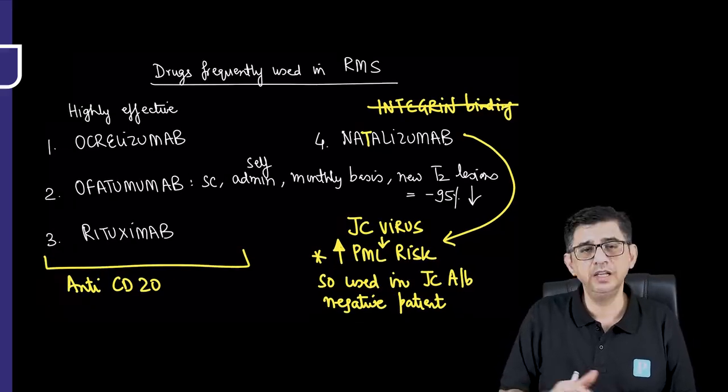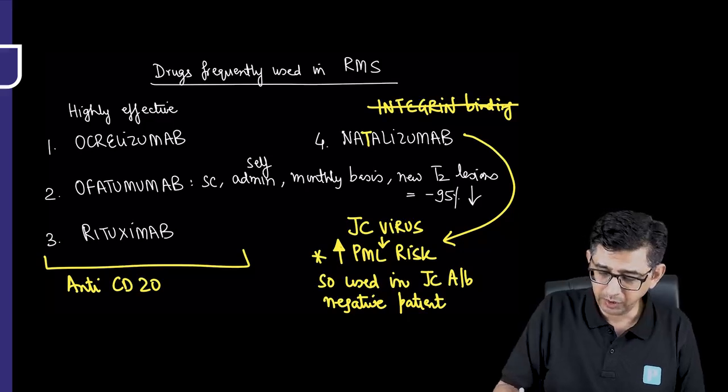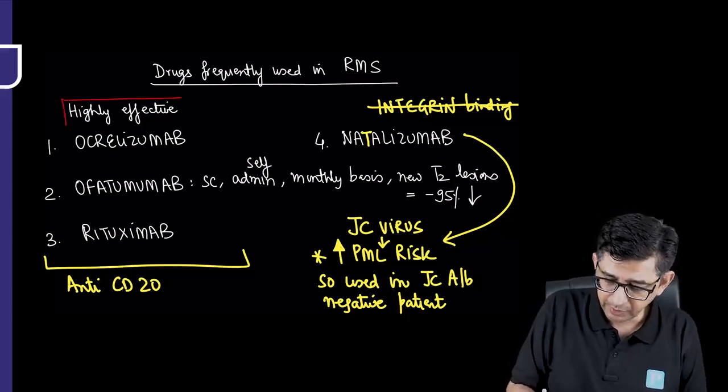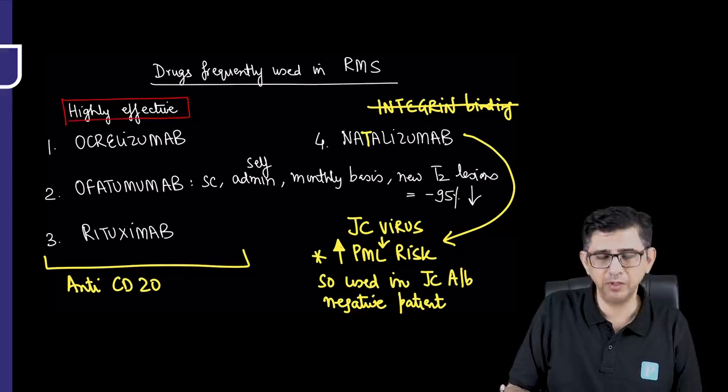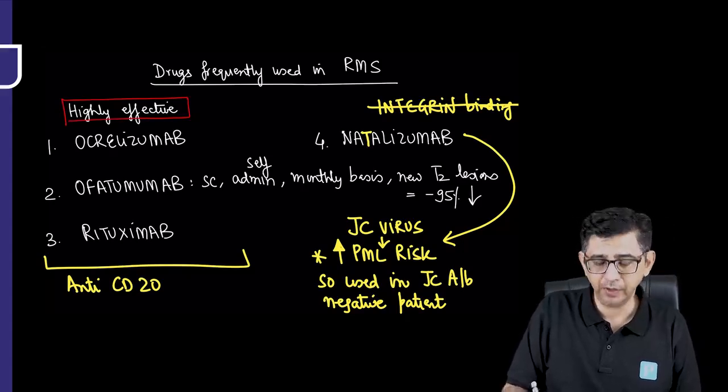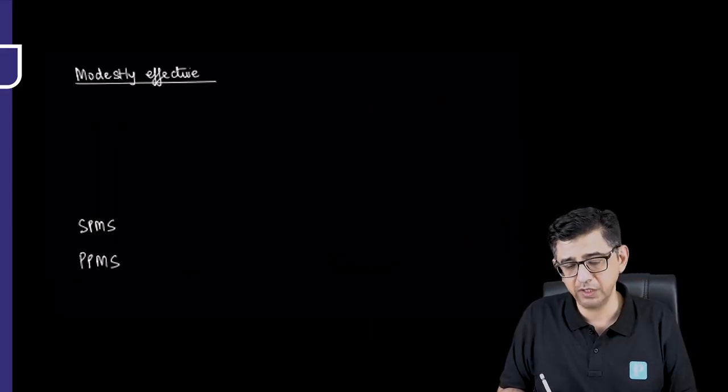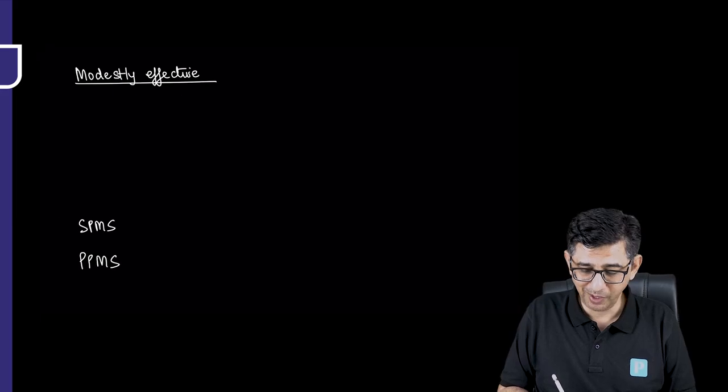Once we have talked about highly effective drugs, now we'll talk about moderately effective drugs. So he's talked about three categories which are frequently used in the relapsing variety of multiple sclerosis: highly effective, then moderately effective, then modestly effective. So a bit of English here.